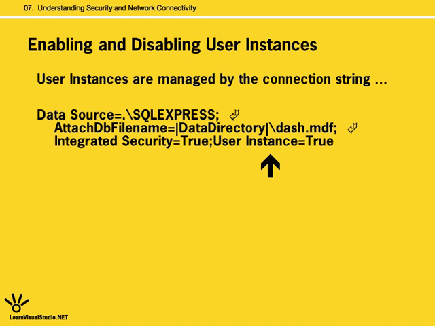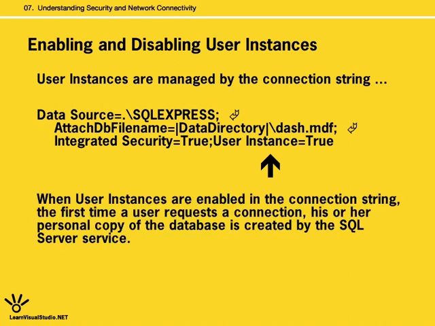Setting it to false, and all the users who point to the database will be sharing the same instance of the database. Now, behind the scenes, each time SQL Server receives the request to enable user instances via the connection string, SQL Server checks to see if that user already has a private copy of the database, and if they don't, then it creates a private copy of the database as well as all the other tables and settings that SQL Server uses internally.